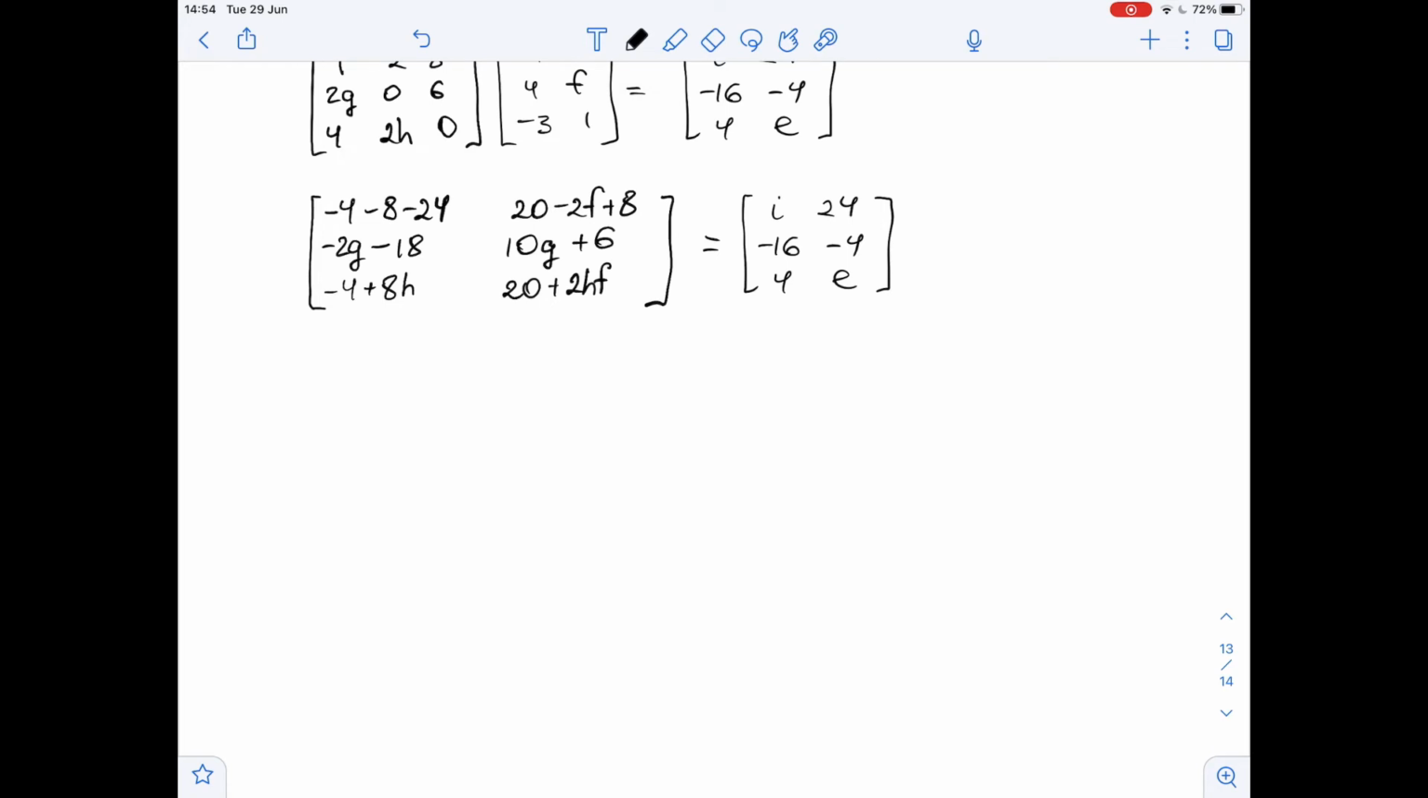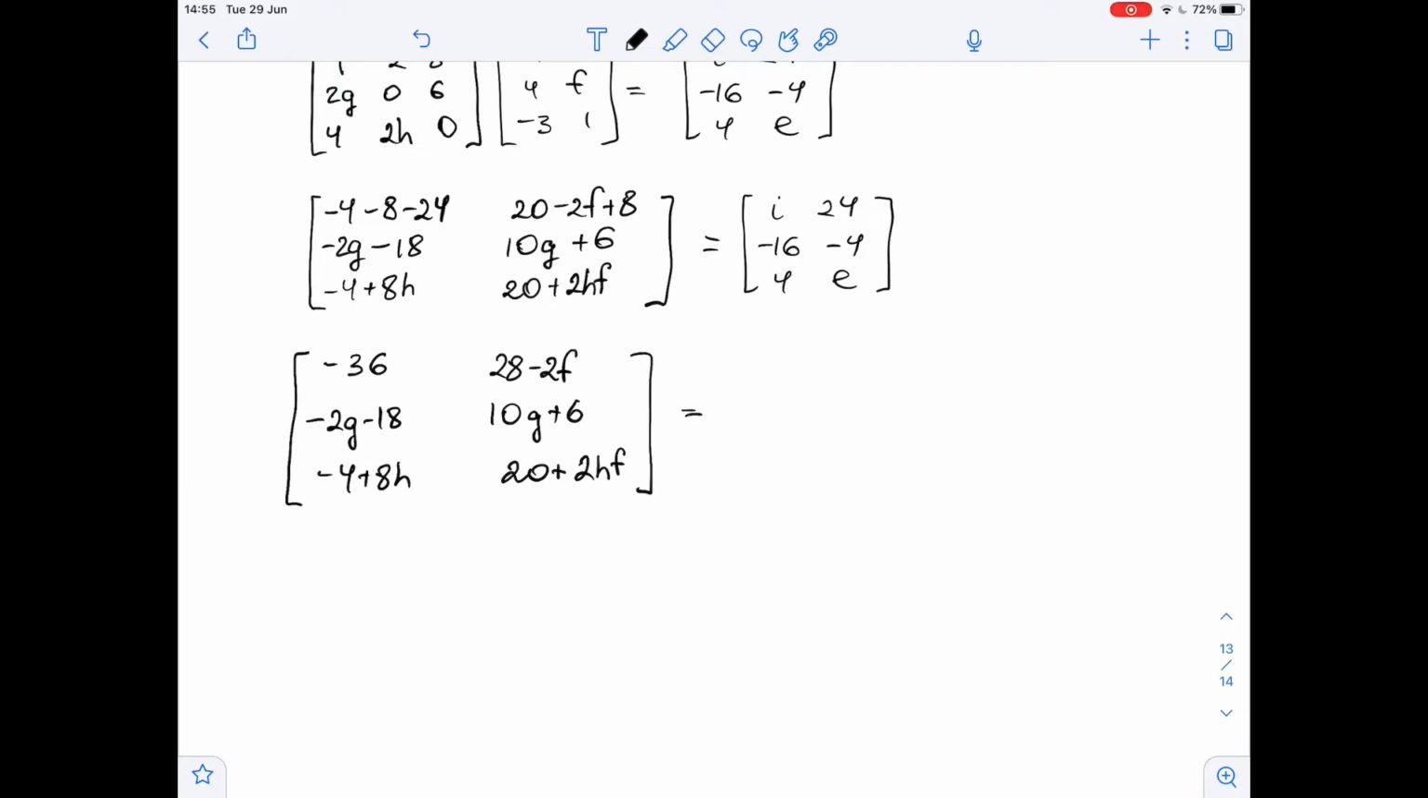So on the left side we have -4 minus 8 minus 24. This equals -36. Here we have 28 minus 2f, -2g minus 18, 10g plus 6, -4 plus 8h, and 20 plus 2hf. And this whole thing equals the right side.